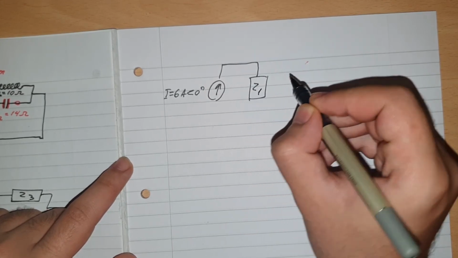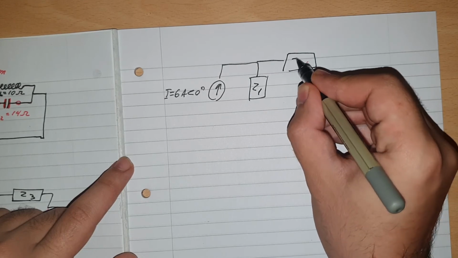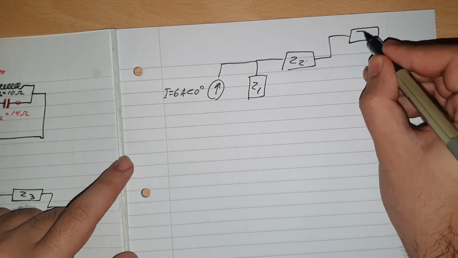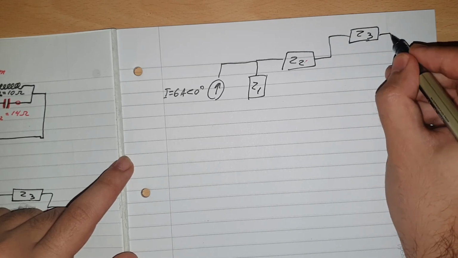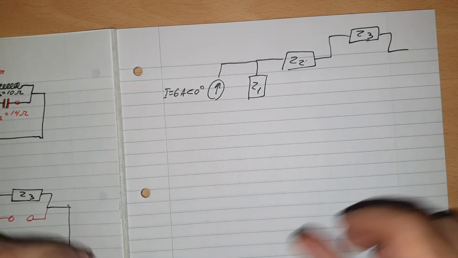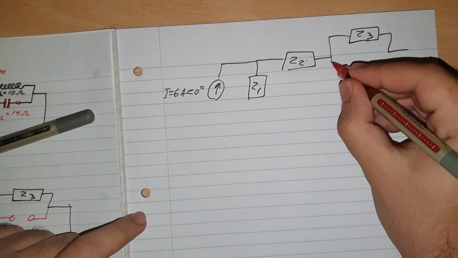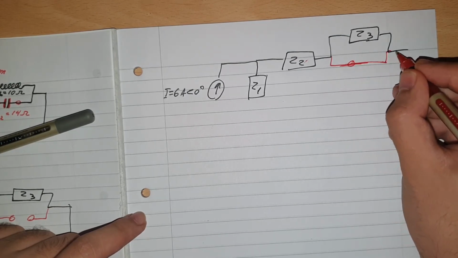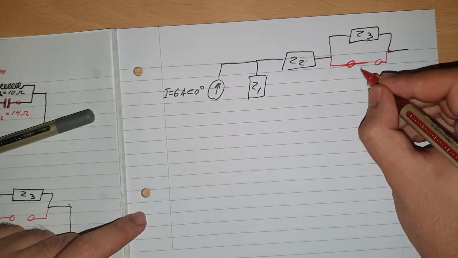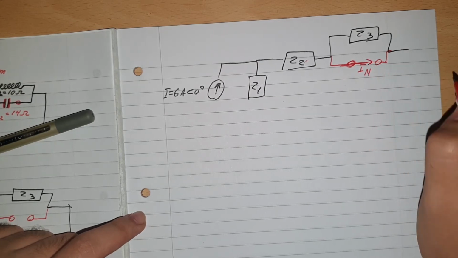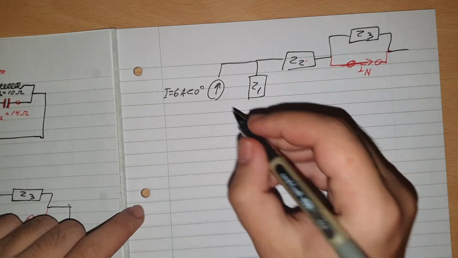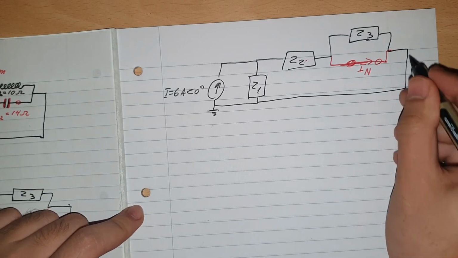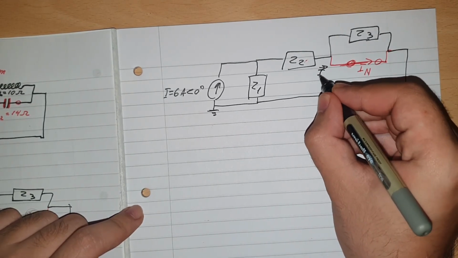Z1. This one will be Z2. And then this one will be Z3. Okay, and this will be a short circuit here. Sorry, I'll just put it like this. There you go. And this will be IN, going this way, and they are all connected to the ground here. So it's going this way, and this one we'll just call I1.